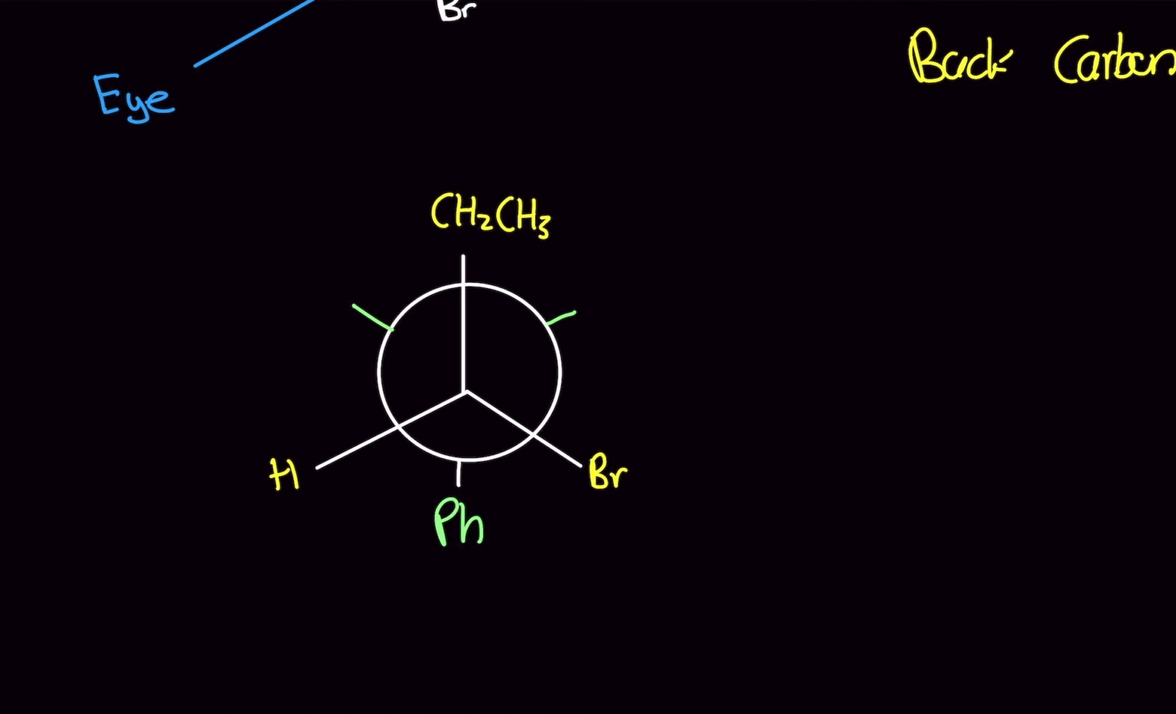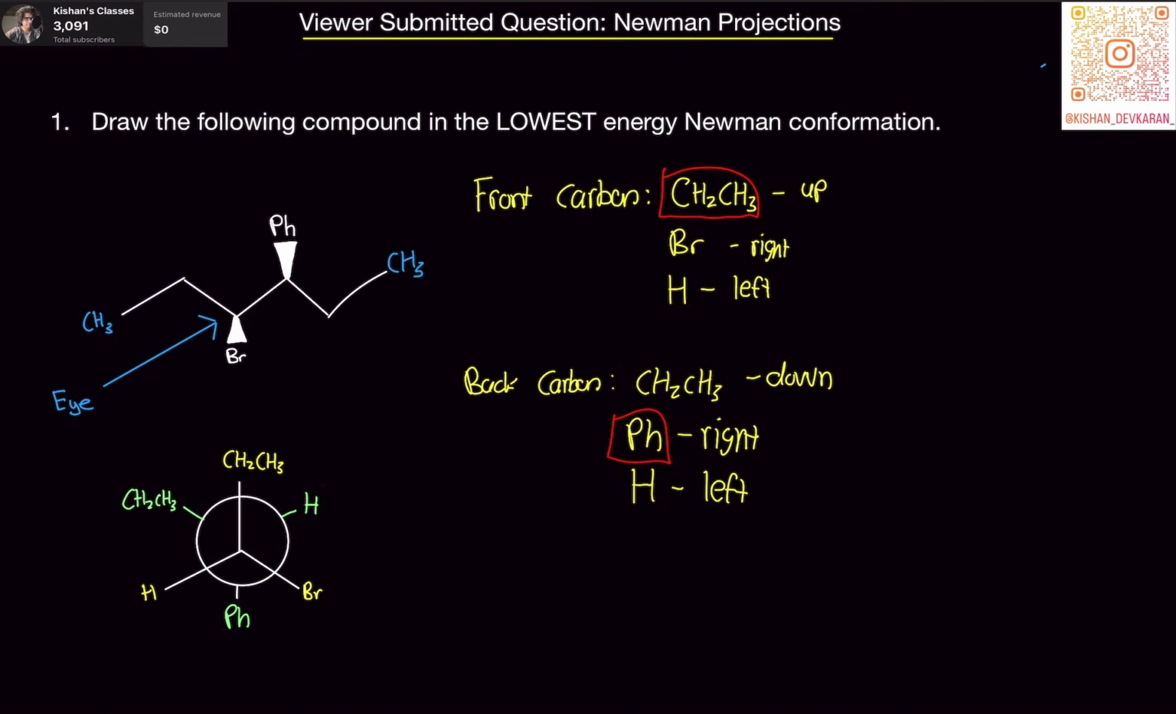So phenyl, this is CH2, CH3, and this is hydrogen. And this would be the answer. These are 180 degrees from each other. The two largest groups are 180 degrees from each other. And that would be the answer. I'm pretty sure this is the answer.